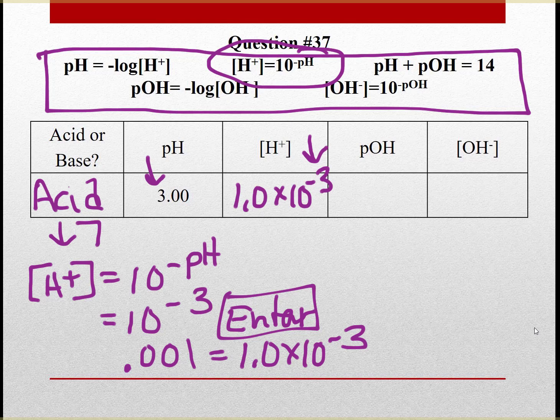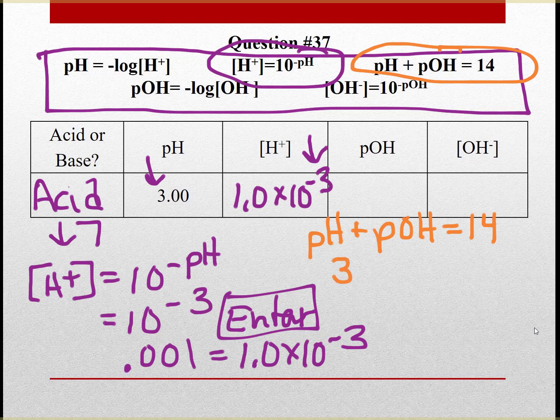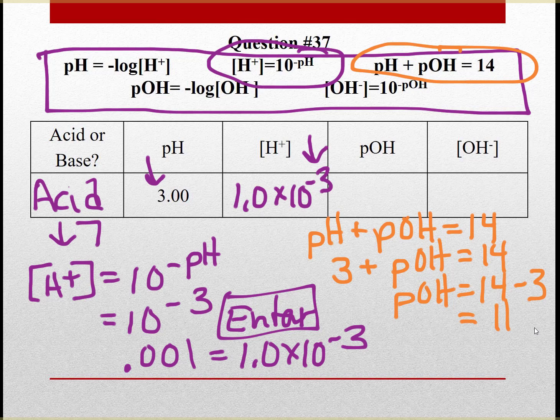So the pOH. For this one, I'm going to use the formula pH plus pOH equals 14. Let me plug in what I know. My pH is 3 plus my pOH, and it's equal to 14. So I'm going to get all my numbers on the same side, and I have 14 minus 3. So my pOH is 11. Notice that the pH and the pOH always add up to 14.